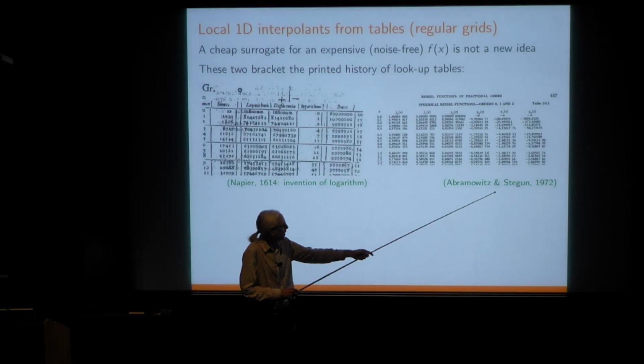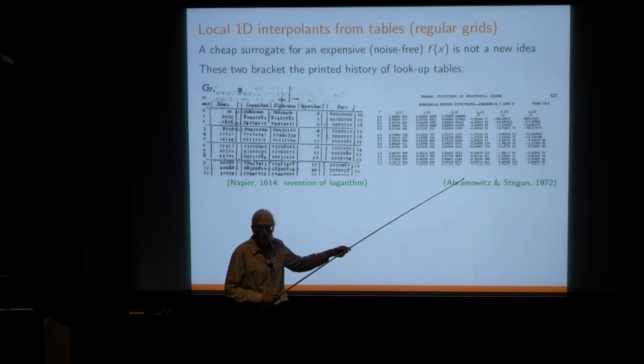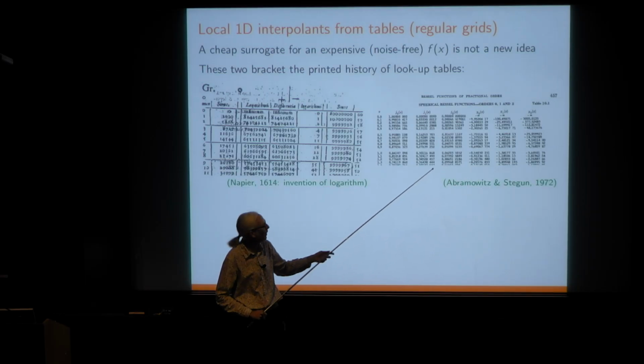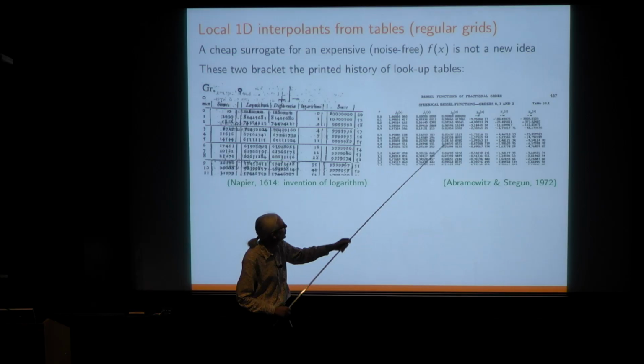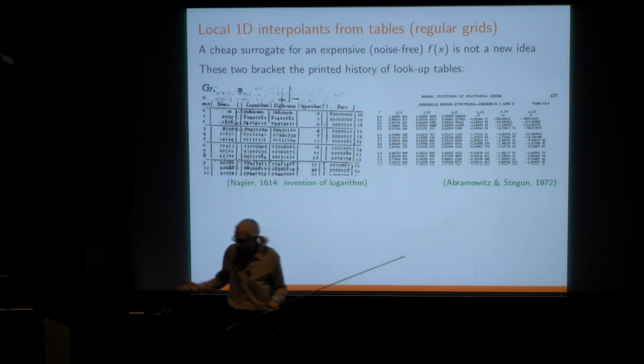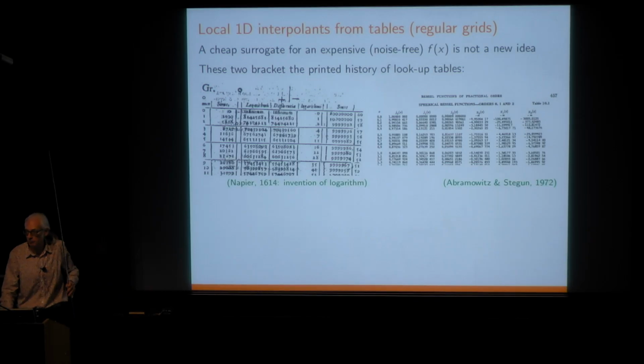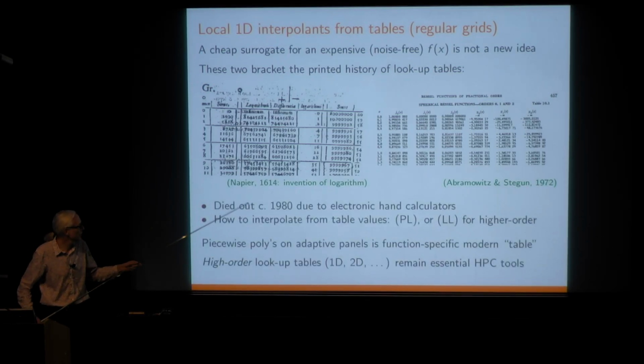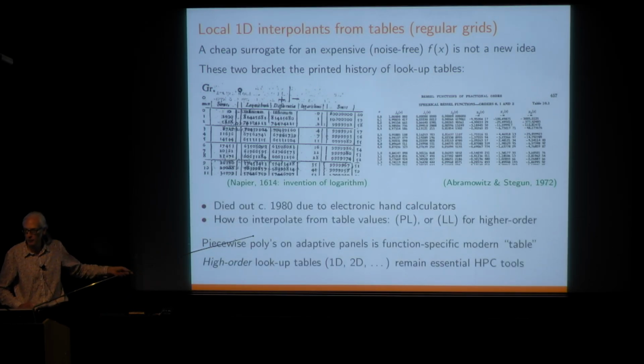Here's Abramowitz and Stegun, which is a special functions book that you all probably know and love. And these are some spherical Bessel functions. They're all tabulated on regular grids. What are you supposed to do with those numbers? Well, firstly, they all died out because of hand calculators coming in the 80s.